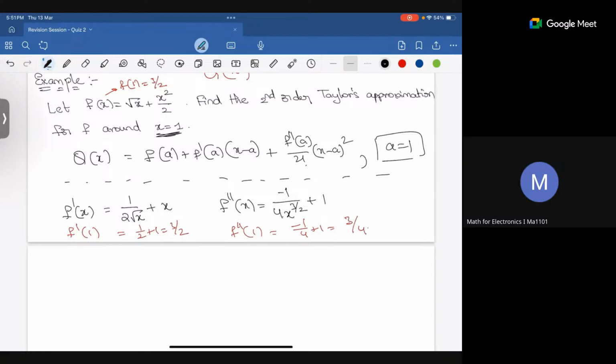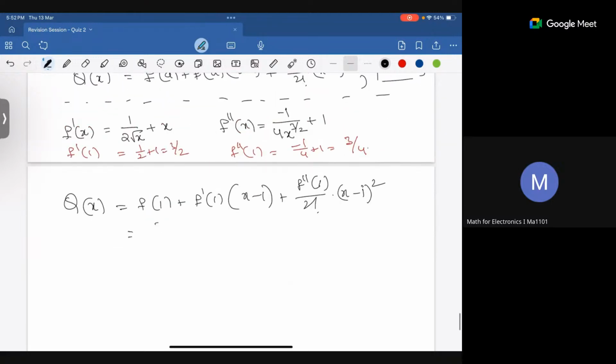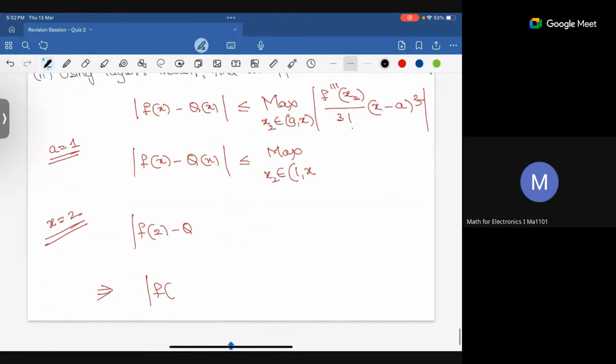Okay, so once you have this, we can write down q of x, which is f of 1 plus f prime of 1 into (x minus 1) plus f double prime of 1 divided by 2 factorial (x minus 1) whole square. If you simply substitute, this is 3 by 2 plus 3 by 2 into (x minus 1) plus 3 by 4 by 2 factorial (x minus 1) whole square. And you simplify this, you will get q of x. Okay. So once you get q of x, then the question could be like this.